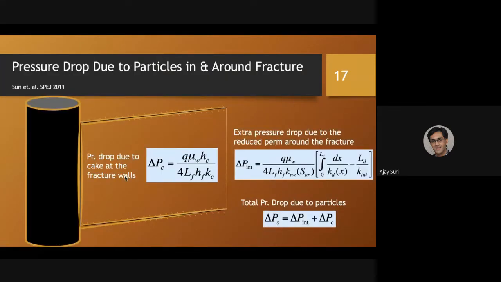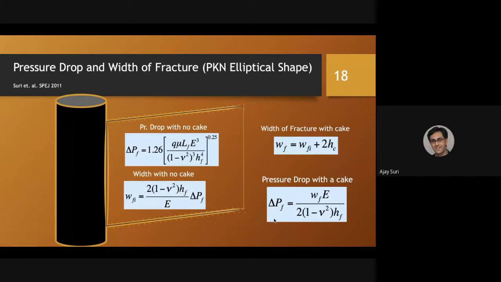Once I do all that, I still need to handle the fracture. These are just showing you some equations. You don't have to think about them, but basically I need to get the flow of particles around the fracture as well. Then the pressure drop around the fracture due to these particles gives me the total skin pressure drop around the fracture, and it also accounts for the inside of the cake.